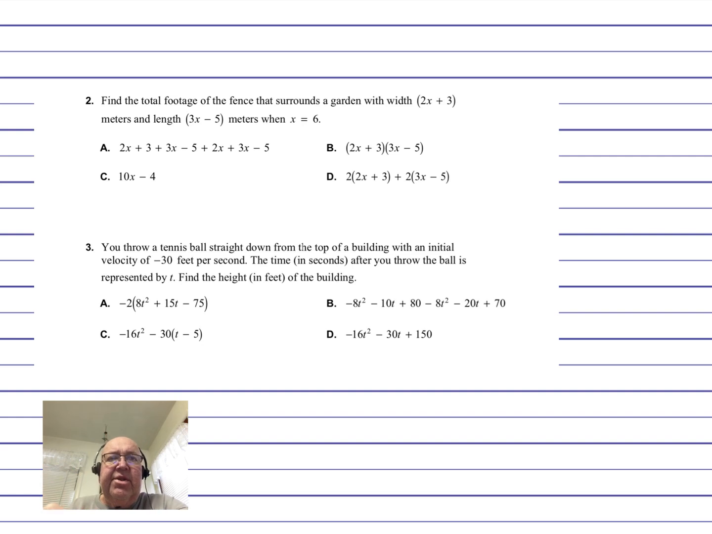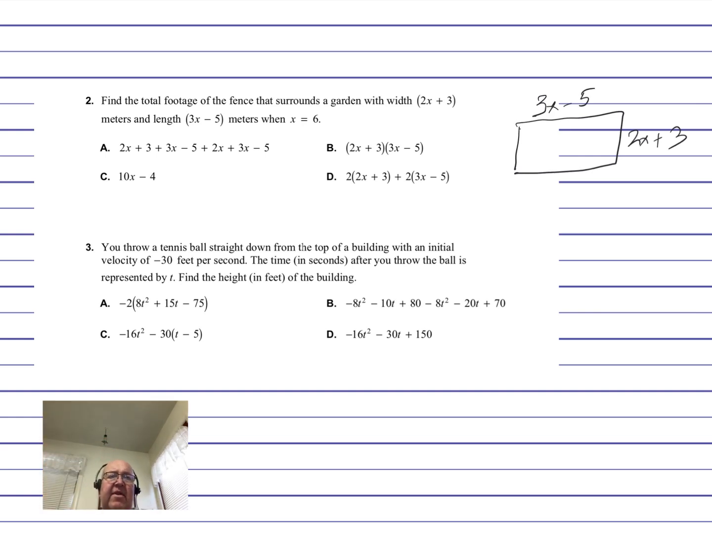In question 2, we want to find the total footage of a fence that surrounds a rectangular area that is 2x plus 3 wide and 3x minus 5 long. And we want to find that perimeter when x is equal to 6.